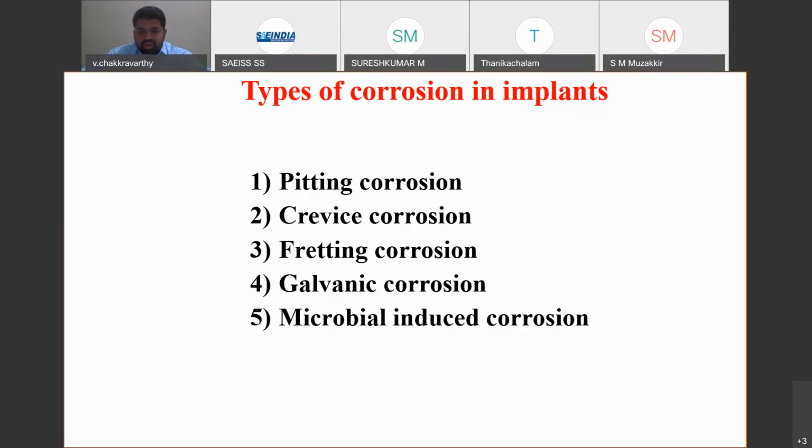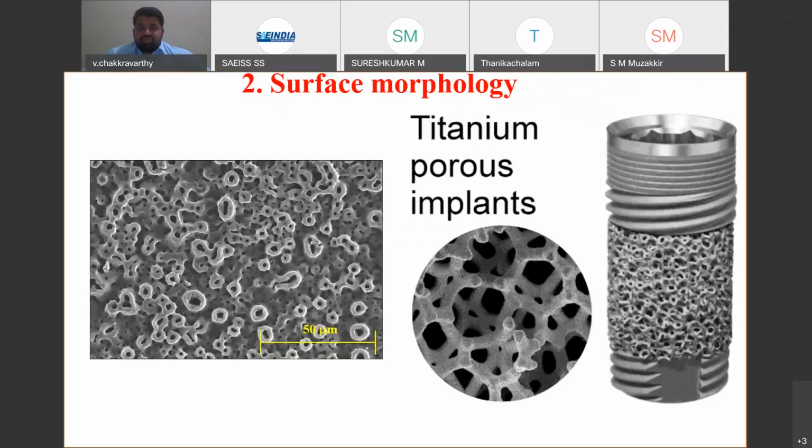Here we could observe that the second most important factor is surface morphology. The first factor is corrosion resistance. The second important factor is surface morphology. Most bones are very porous in nature. Our bone appears to be a calcified bone, but it actually has a lot of micro porosities. If we cut our bone, we could observe a small amount of micro porosities.